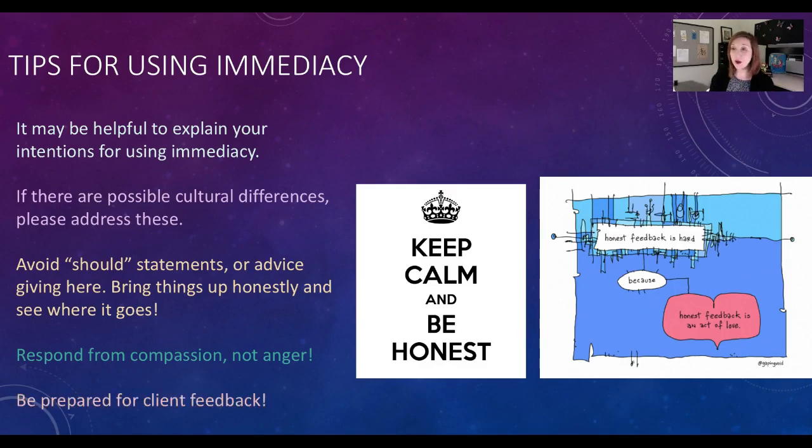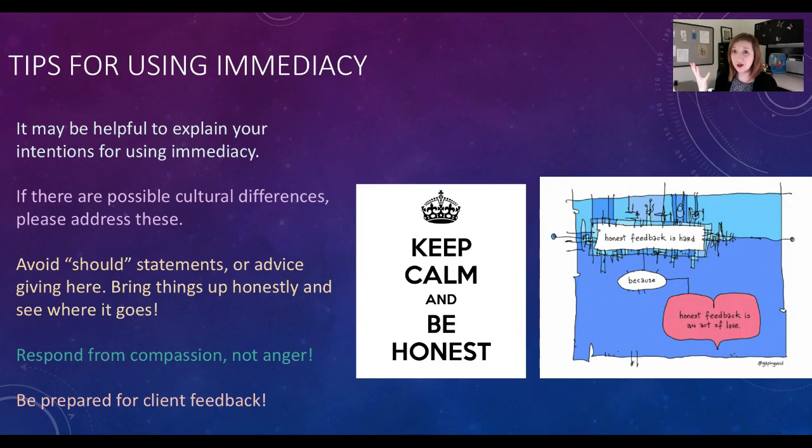And lastly, be prepared for client feedback. When you bring the relationship into the room to talk about it, the client might have feedback for you as well. What if you are acting in a way that's judgmental or makes the client feel uncomfortable and it's not about them, it's about you? So that could always be an option.